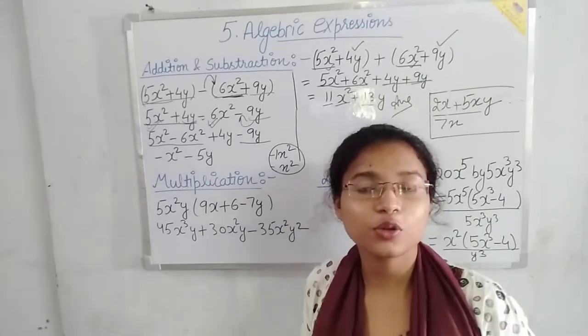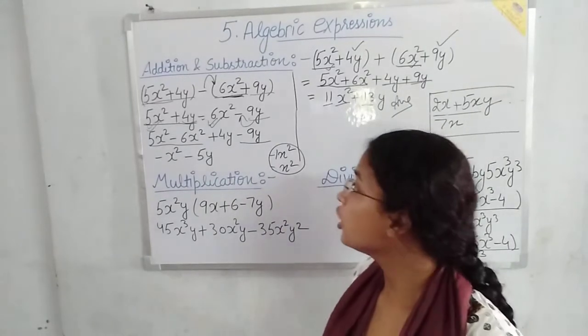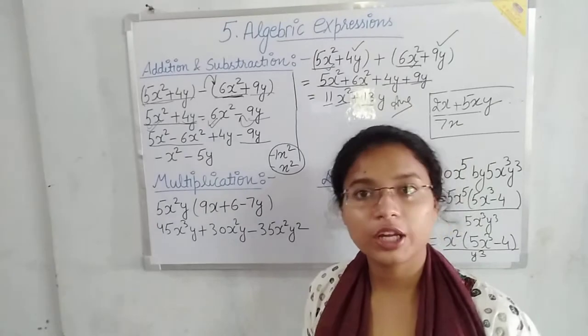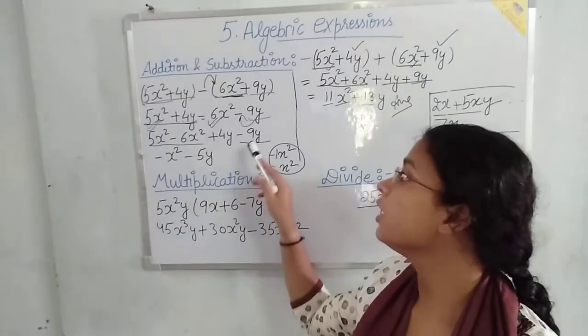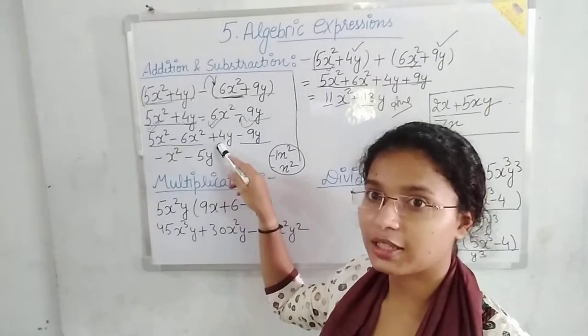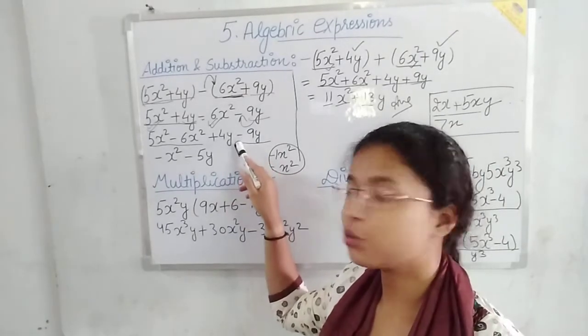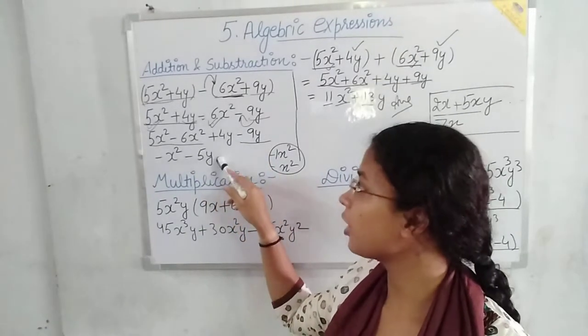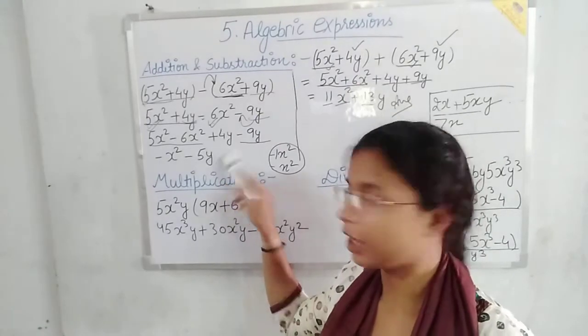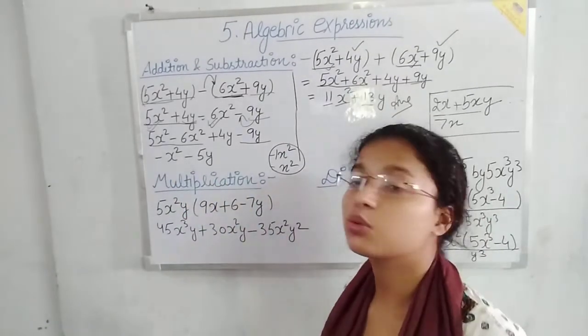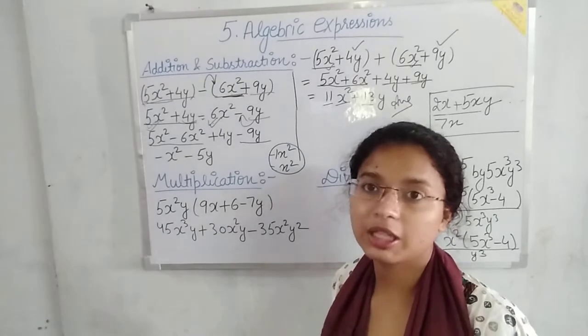Then after that, this is plus 4y minus 9y. Plus and minus is always a minus. So 9 minus 4 will give you 5. And here 9 is greater than 4 and the sign of 9 is minus. So you will write minus 5 and the variable is y. Okay, minus x square minus 5y will be the answer.